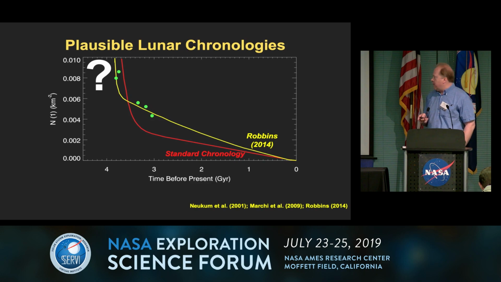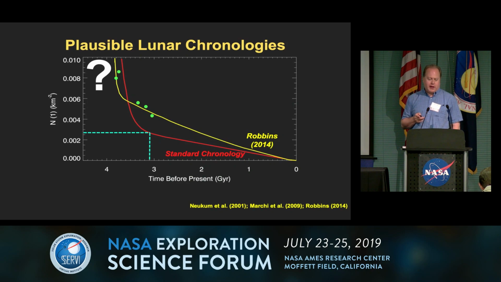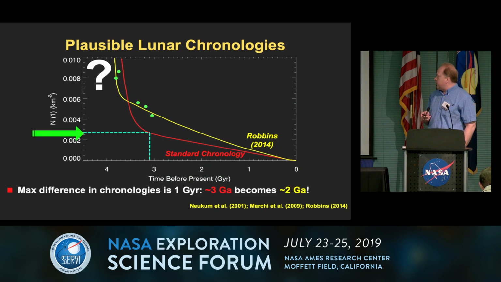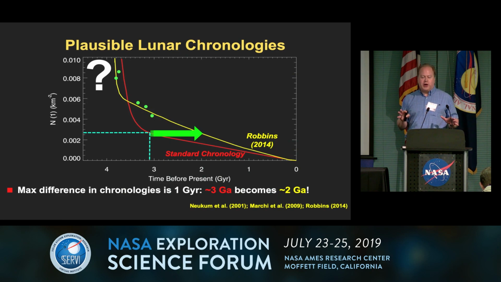Let me just show you an example of this. Suppose you go to the moon and there's some terrain that's a little bit over 3 billion years old, okay? In the new chronology, you would actually shift that age by almost 1 billion years. It's got the same crater density, nothing has changed there, but the chronological function you're using is different.